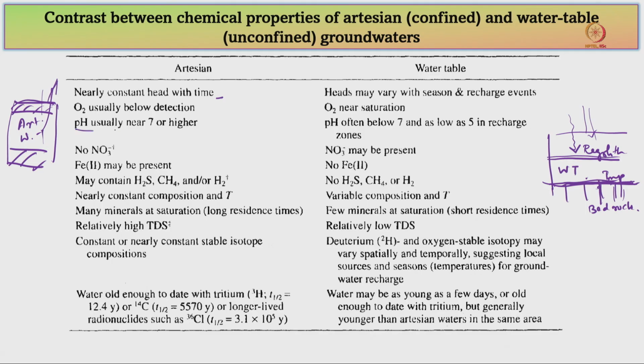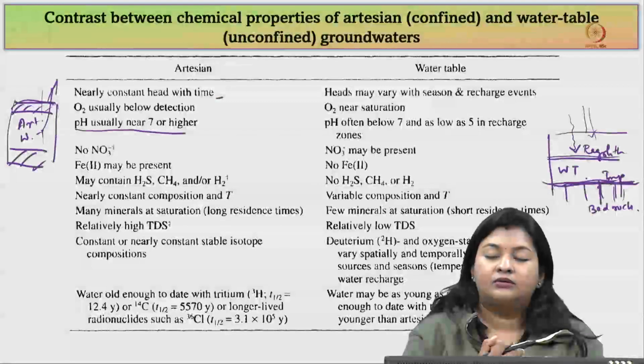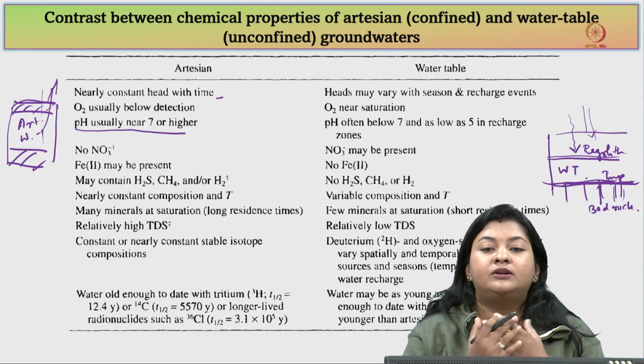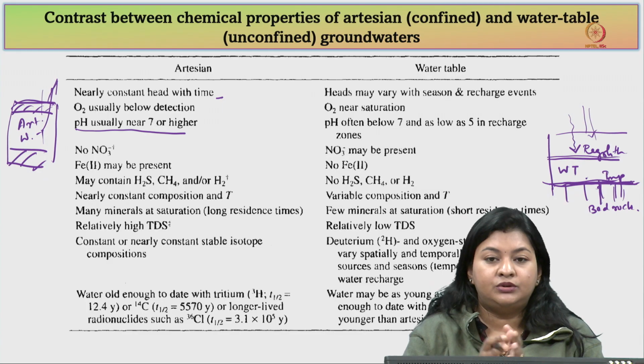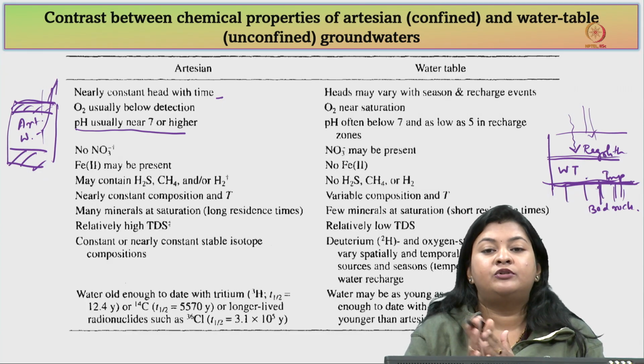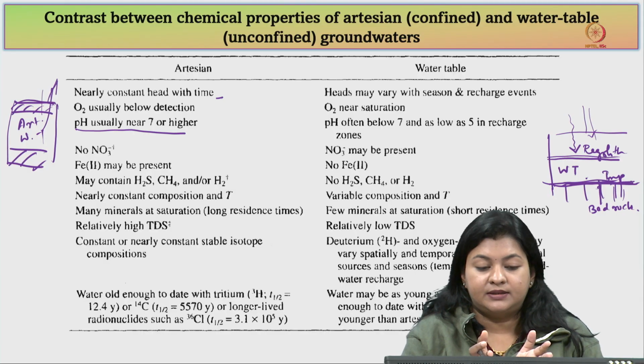Here the pH is usually near 7 or higher. So, more alkaline type. Why? Because of the impermeable rocks that you are having, they are interacting. Okay, more and more rocks are going to interact. So, the alkali elements and everything, they are going to come into the solution, they are going to make the system more and more alkaline. All the carbonate minerals, they are going to be there. So, it is going to be rich in carbonates and bicarbonates, right.